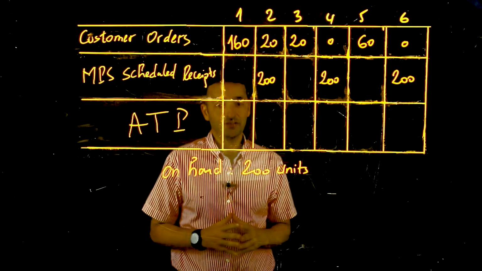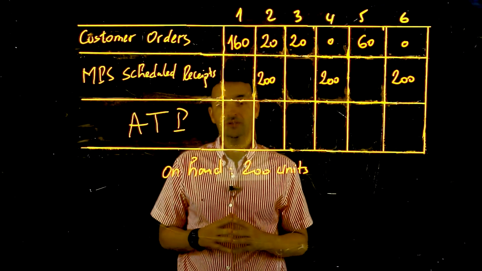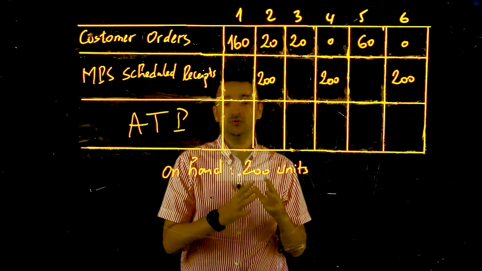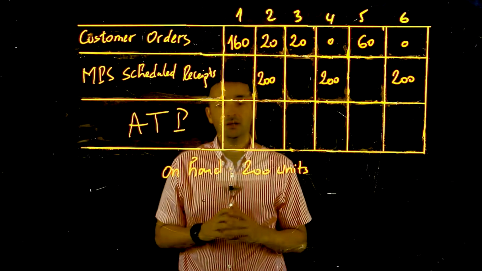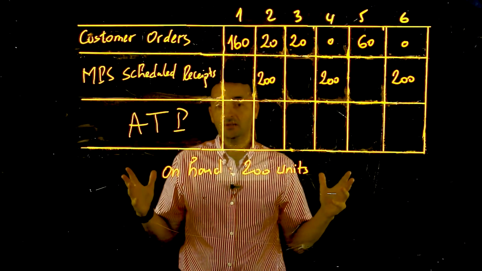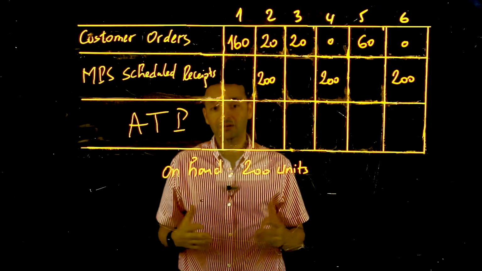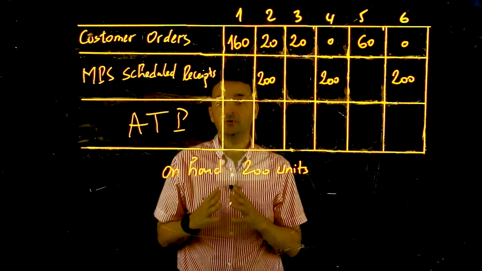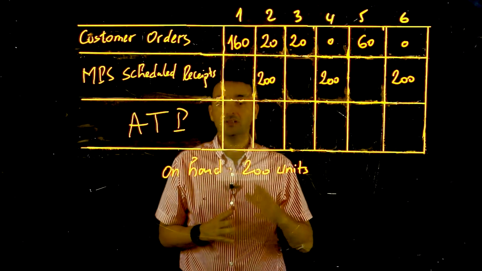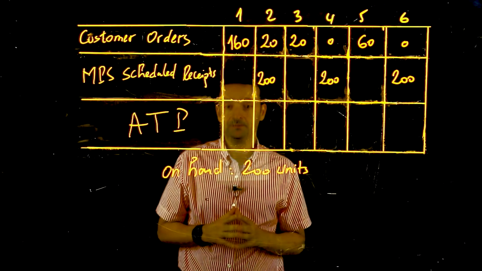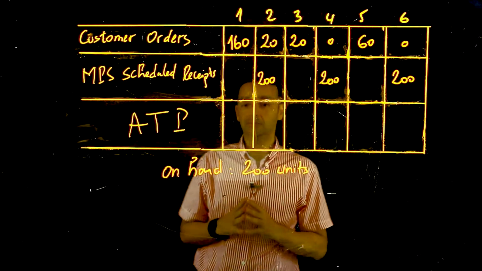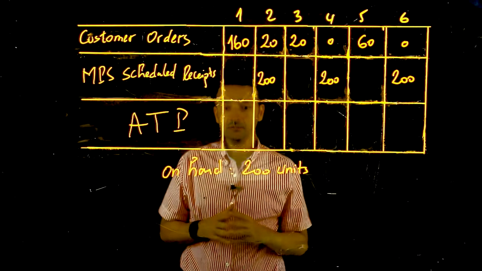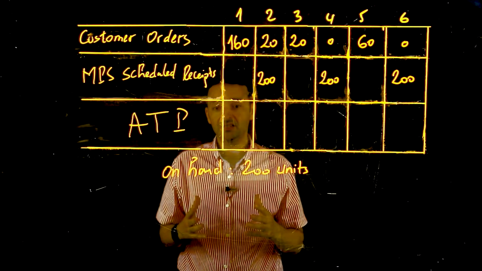Sales, customer service, and distribution use the master schedule to determine the available to promise, ATP. In this example, we will have a demonstration of a basic approach to calculate the ATP for specific end items. Let's understand the scenario. First, it's period 1, at the start of the business on the first day.